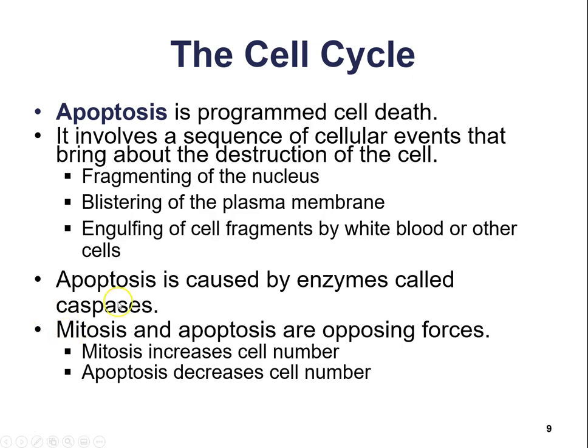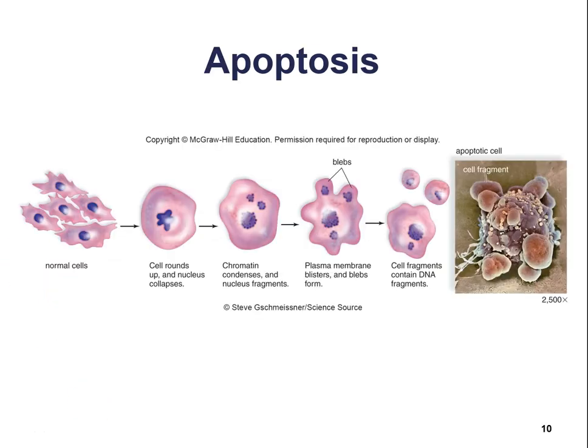It also says here mitosis and apoptosis are opposing forces. Think about it, right? Mitosis, or cell division, increases the number of cells. Apoptosis is cell death, which is going to decrease the number of cells, okay? So you can think of those two as being opposites of one another. All right, so these are some of the characteristic features that you see in apoptosis.